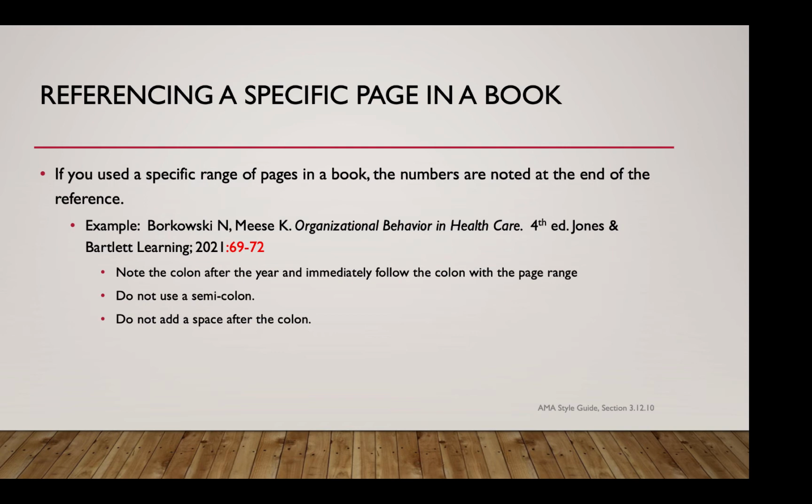Sometimes you might want to reference a specific page in a book. If you used a specific range of pages in a book, then the numbers are noted at the end of the reference. You would put a colon, not a semicolon, and then you directly follow that colon with the page range that you utilized. So in this example, we utilized pages 69 through 72.